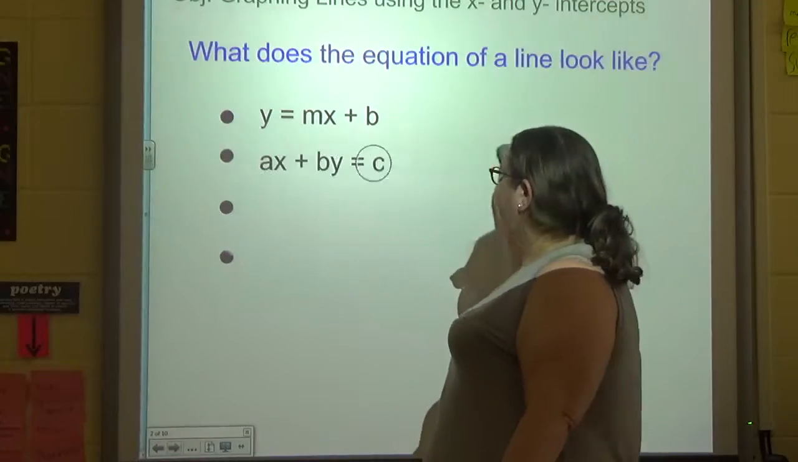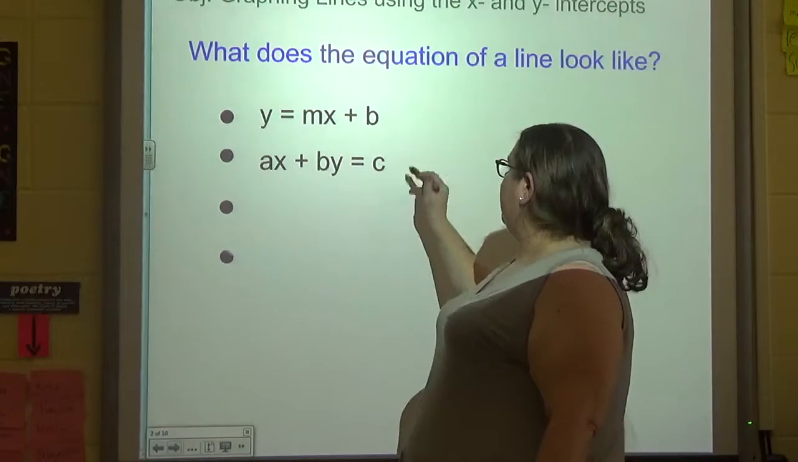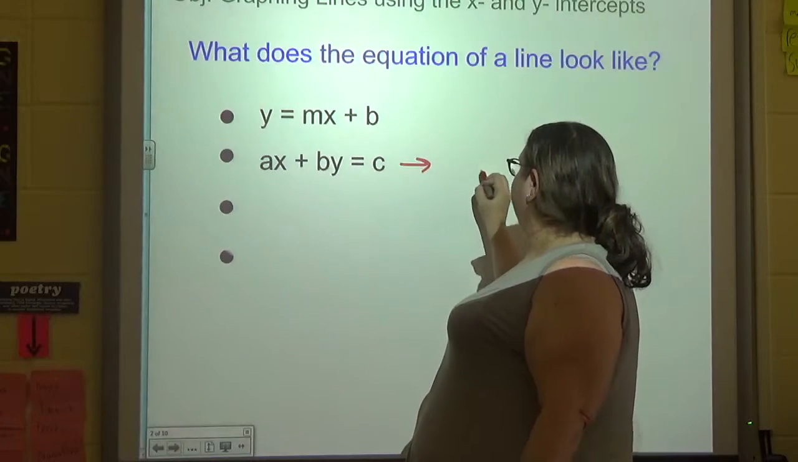The next one is standard form, and this is the one we're going to be talking about today. So this is standard form.